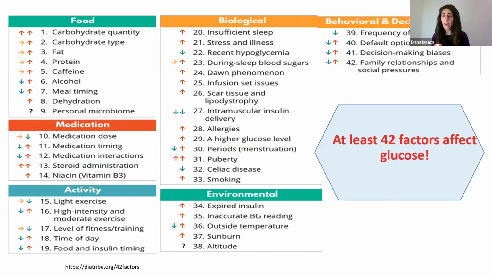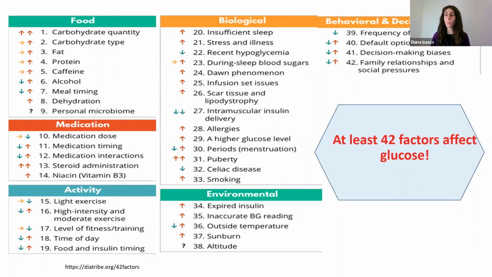Other examples are activity and exercise. We know light exercise for some people doesn't really affect them, like a walk. Other people, it causes them to go way down. Some of it depends on a person's fitness level. High intensity exercise can be very unpredictable in terms of whether it spikes someone up or it causes them to drop.